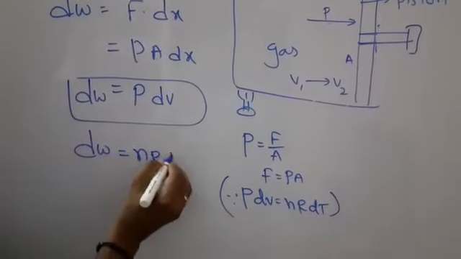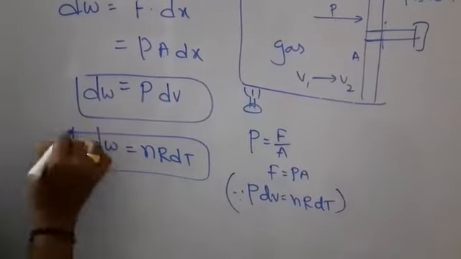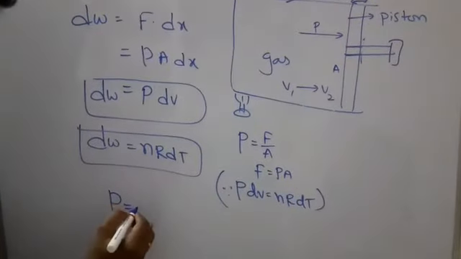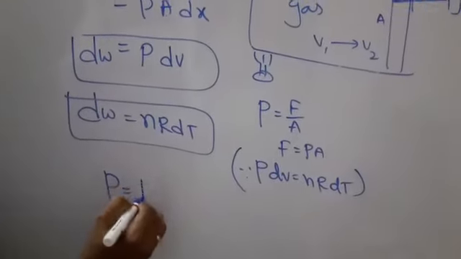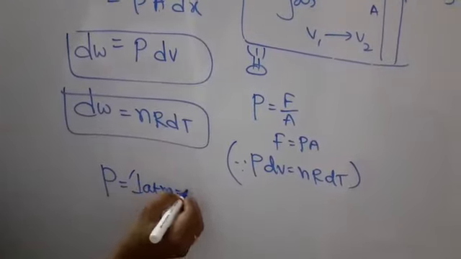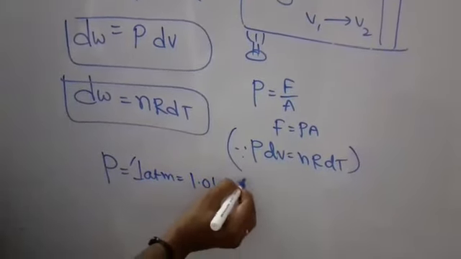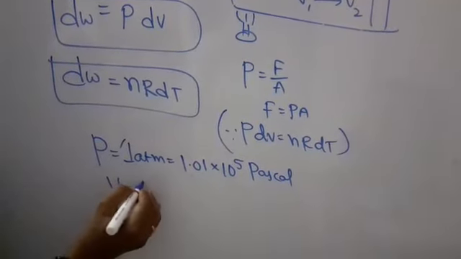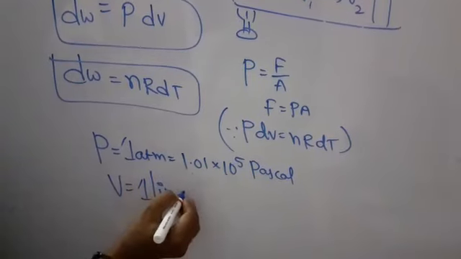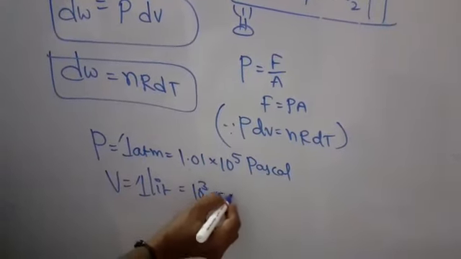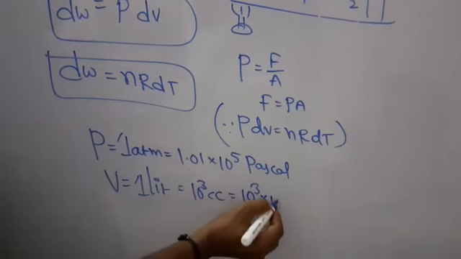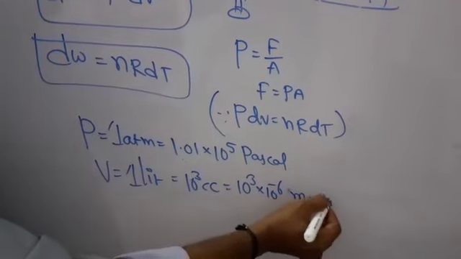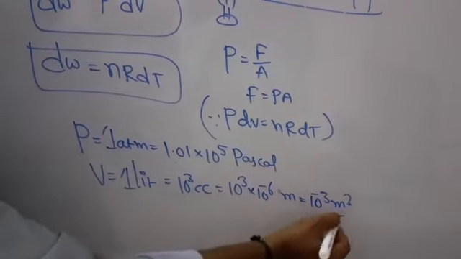So n R dT is another form, right? Pressure is given in pascals. 1 atmosphere is equal to 1.01 into 10 to the power of 5 pascals. Volume is mentioned in liters. 1 liter is equal to 1000 cc, which is 1000 into 10 to the power of minus 6 meter cube, that is equal to 10 to the power of minus 3 meter cube, right?